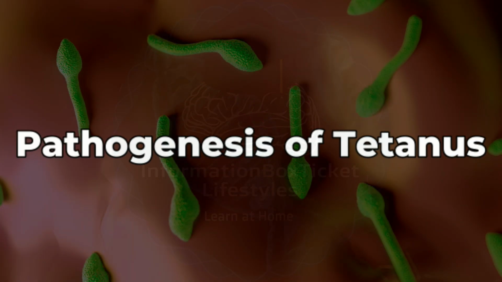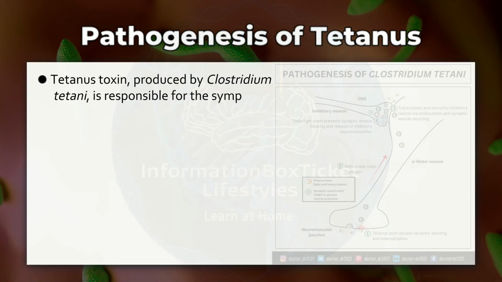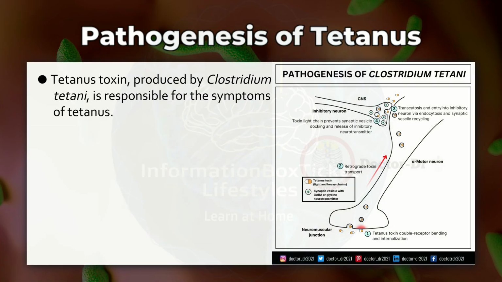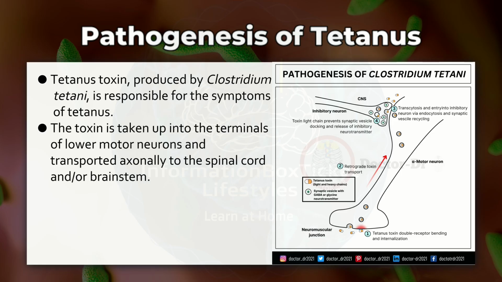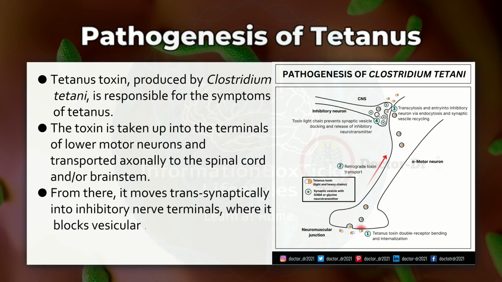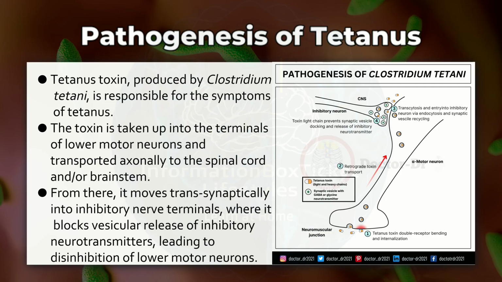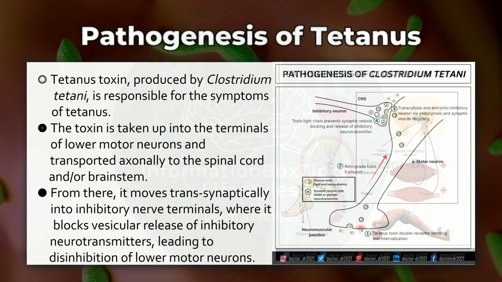Pathogenesis of tetanus. Tetanus toxin, produced by Clostridium tetani, is responsible for the symptoms of tetanus. The toxin is taken up into the terminals of lower motor neurons and transported axonally to the spinal cord and/or brainstem. From there, it moves transsynaptically into inhibitory nerve terminals, where it blocks vesicular release of inhibitory neurotransmitters, leading to disinhibition of lower motor neurons.